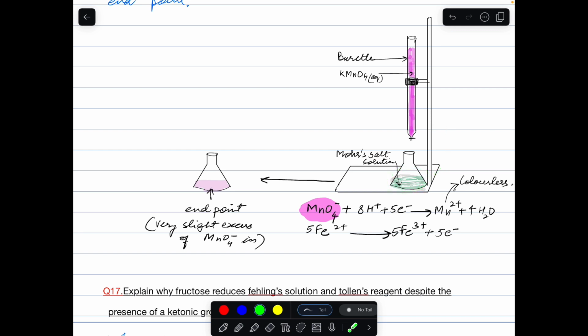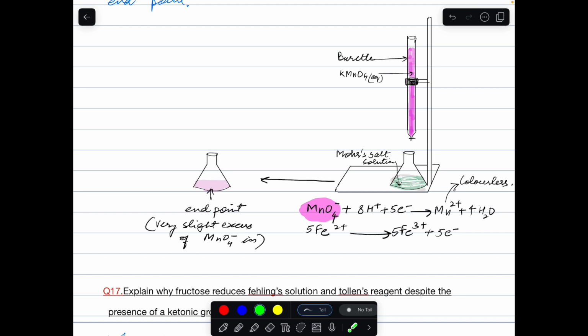Okay, and once the reaction between the two is complete, that is when the redox reaction is complete, a slight excess of this will give you a light pink color as the end point or the equivalence point. Here end point detection is very easy, but if you do the reverse, then end point detection will be very tough. Therefore your unknown solution is taken in the burette.